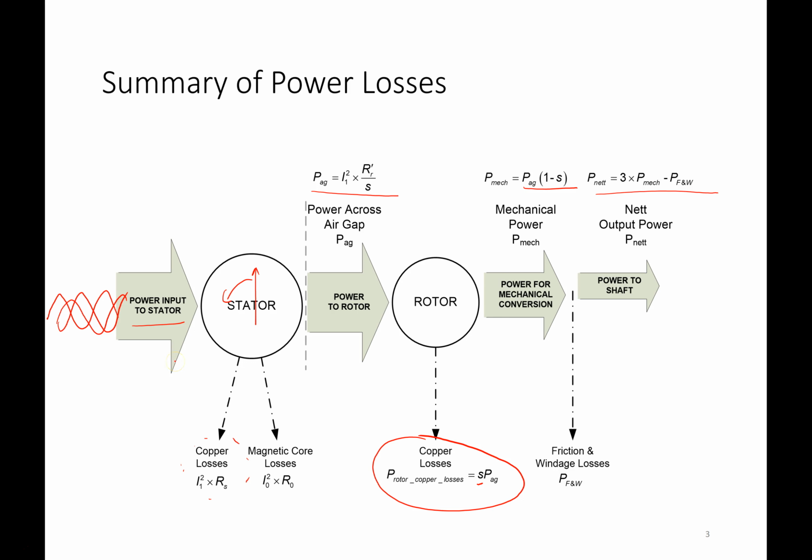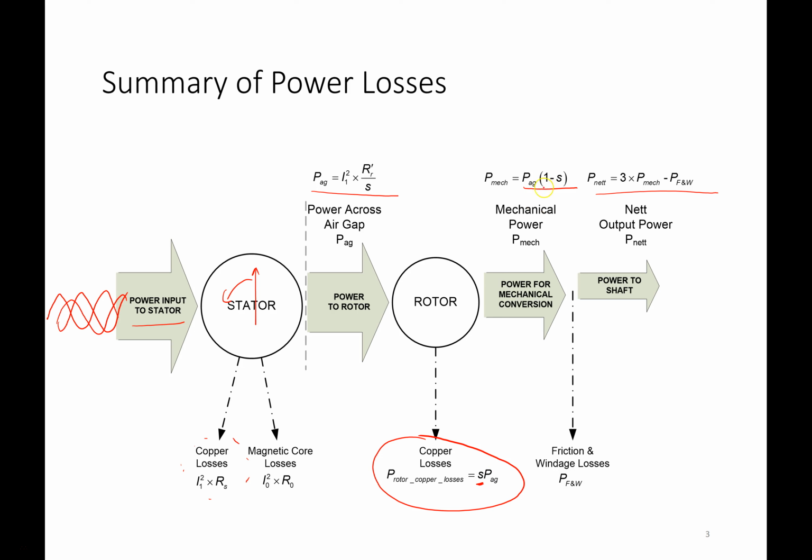If you remember this, you'll have a very good idea of how to manipulate your equations and so on to get the correct power that is being asked in the questions. So just to go over it one more time, we have the input power that goes into the stator. We have the copper losses and the magnetic core losses. The remainder of the power crosses the air gap. That is what we denote by PAG, and some of that, the slip, multiplied by P air gap, goes into the rotor circuit where it's dissipated as heat in the rotor windings.